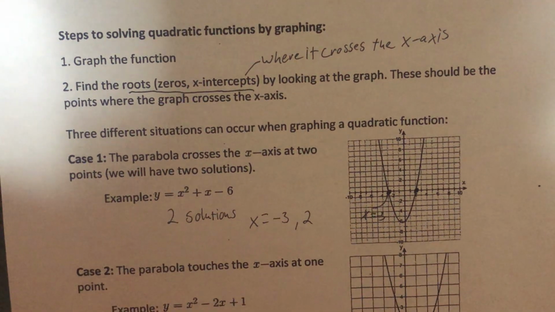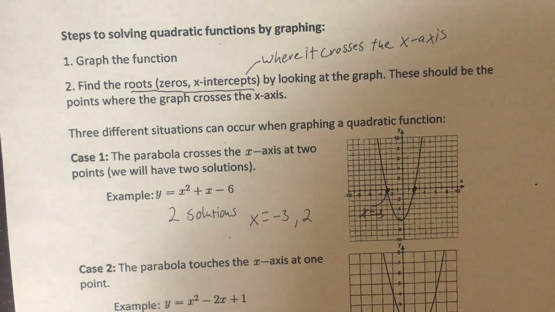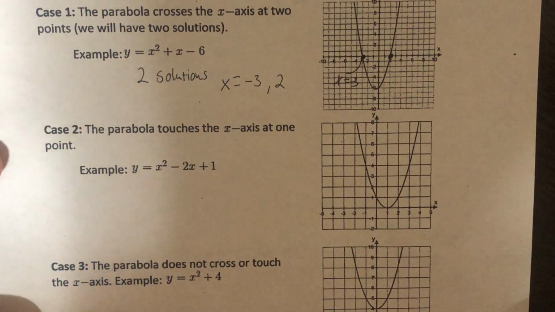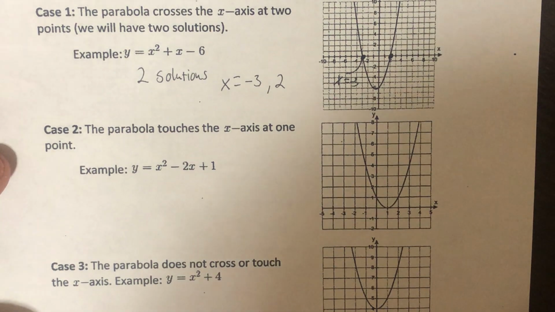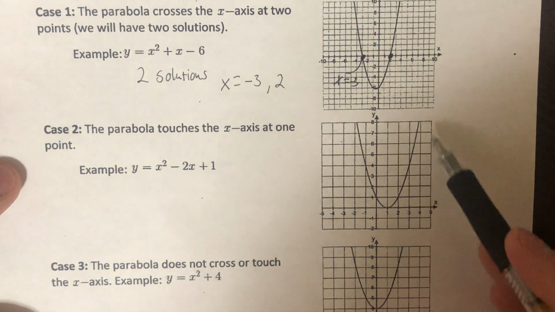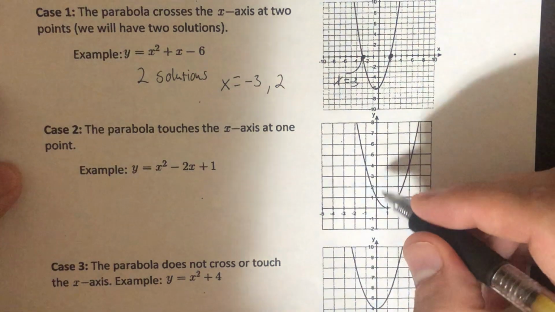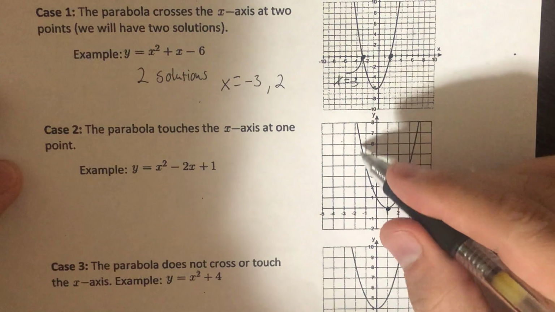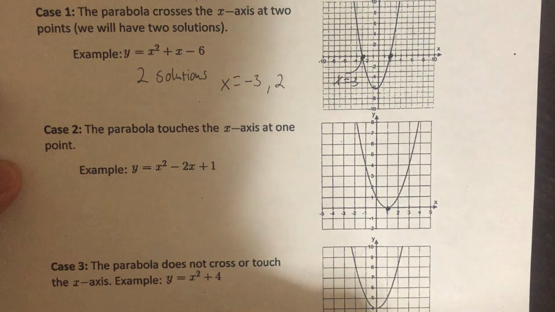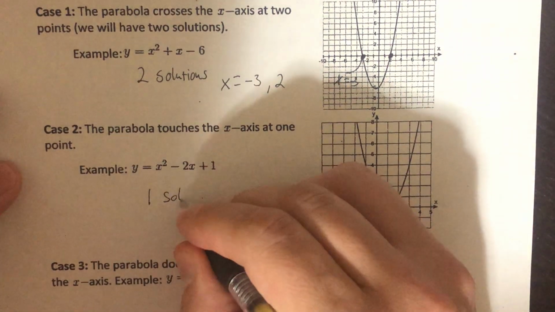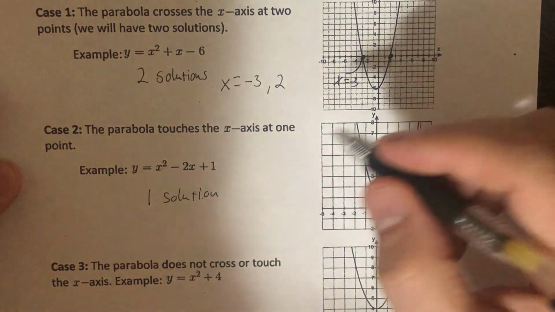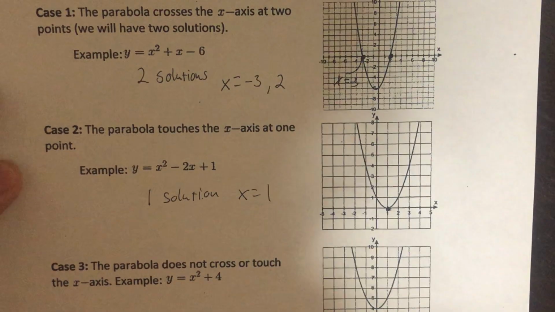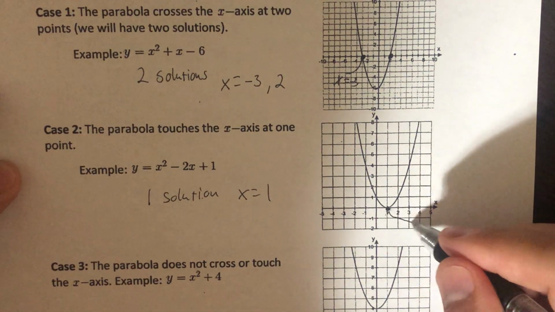Zoom back out. The next one's a little bit easier to see. Next case. If it crosses the x-axis at one point, that would be the vertex. The vertex is going to touch the x-axis just at one spot. Now it's kind of hard to tell when you look at it, but take it for granted. It's just touching this x-axis at one spot, the vertex of the parabola. So that's its lowest point in this case. So our one solution is when x is equal to 1. X equals 1.